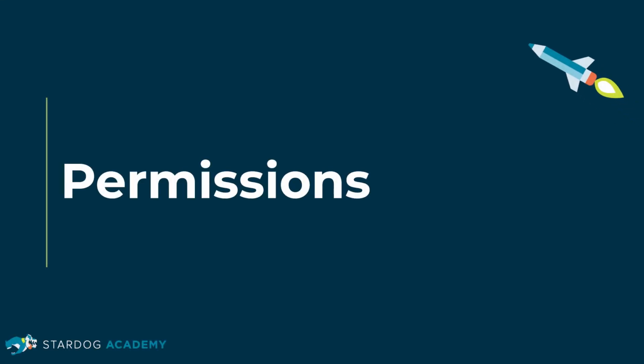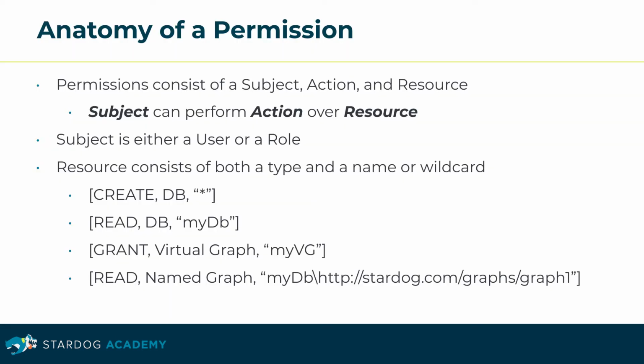This section is about security permissions in Stardog. In Stardog, a permission is made up of three parts: the subject, the action, and the resource. You can read them as subject can perform action over resource. Subjects, which are not shown in these examples, are always either a user or a role, and the resource consists of both a type and a name.